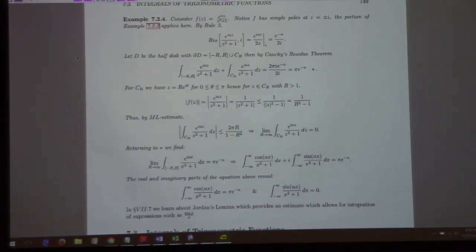So this example, I'll just tell you what it says. Here I'm able to show that the integral from minus infinity to infinity of cosine(ax) over x squared plus 1 is pi e to the minus a. And the integral of sine(ax) over x squared plus 1 dx is equal to 0. Although I think that's actually the, well, anyway. Pretty sure that cosine.